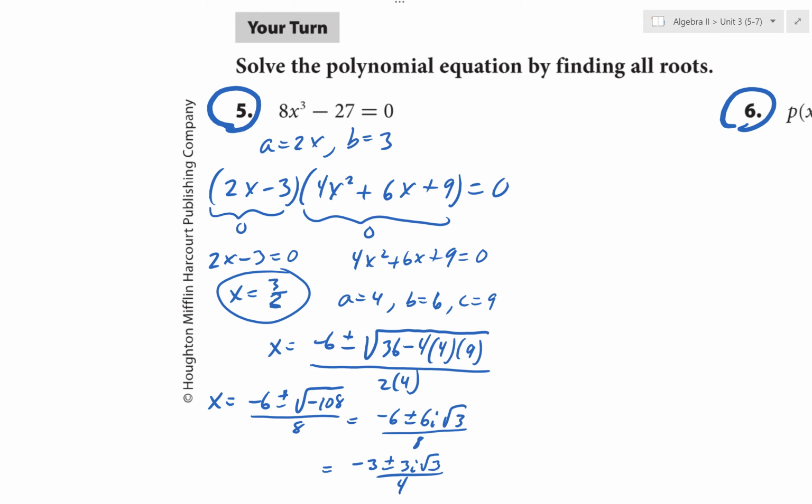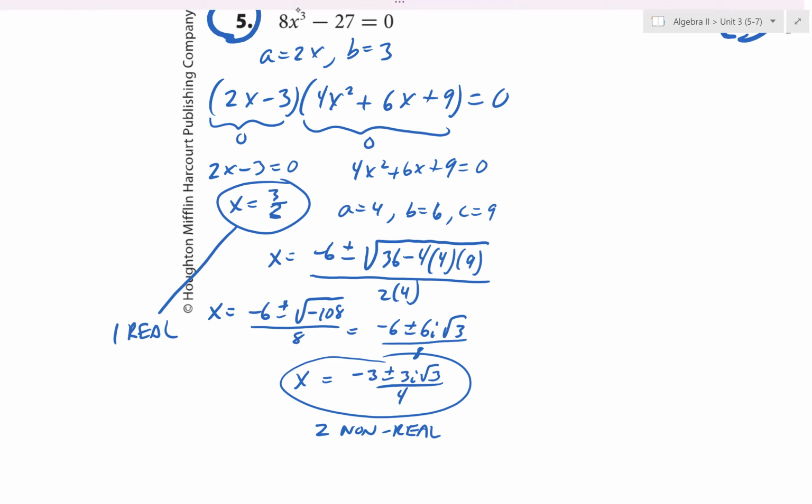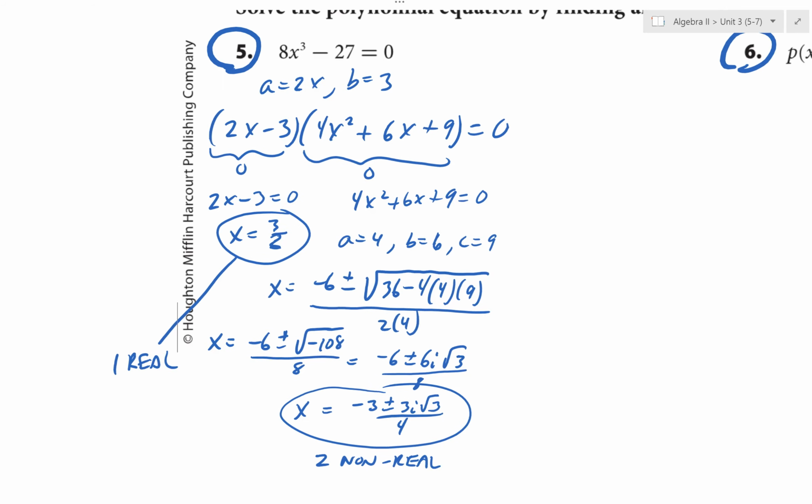And so, since there's an i there, that means there are 2 imaginary or non-real roots. So 2 non-real, and then up at the top we already found 1 real. So there's our 3 roots altogether. This was a cubic polynomial, and we found 3 solutions altogether: 1 real and 2 not real. Any questions on that one?